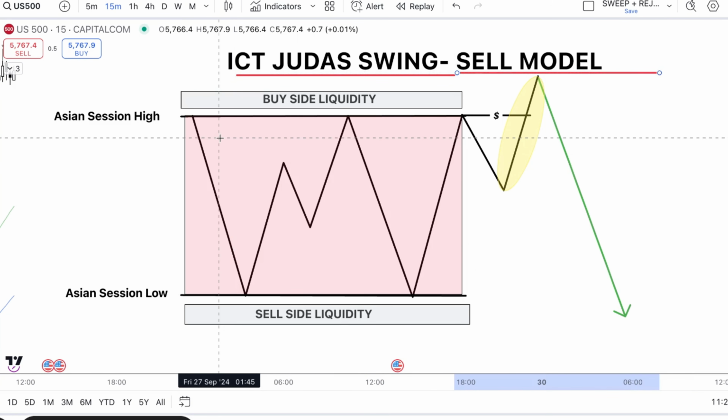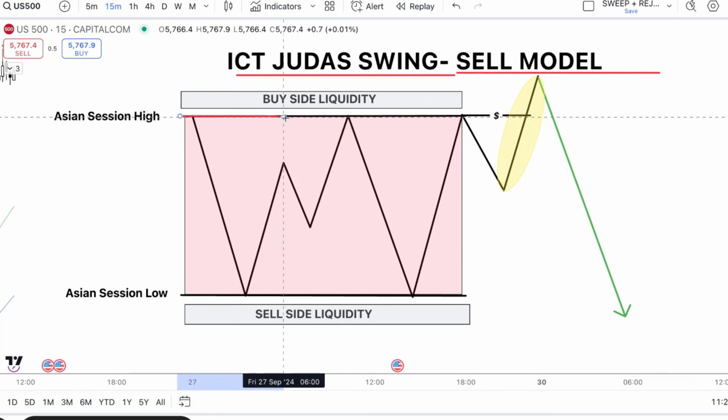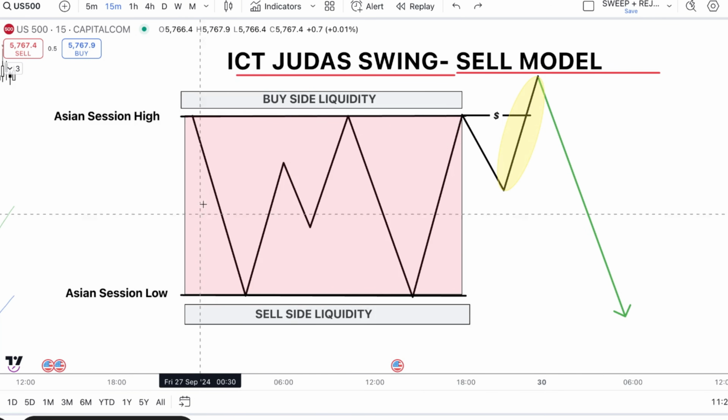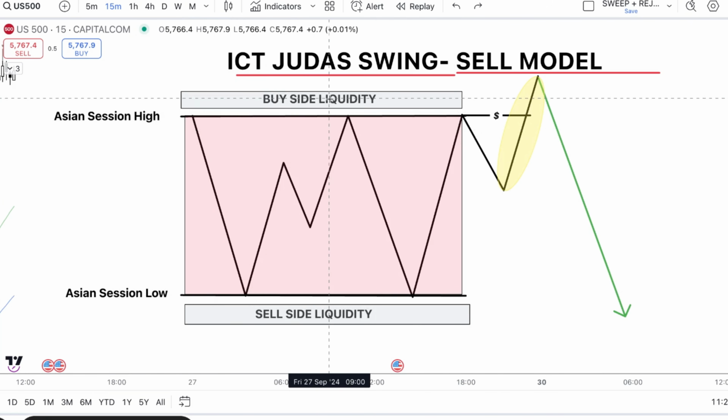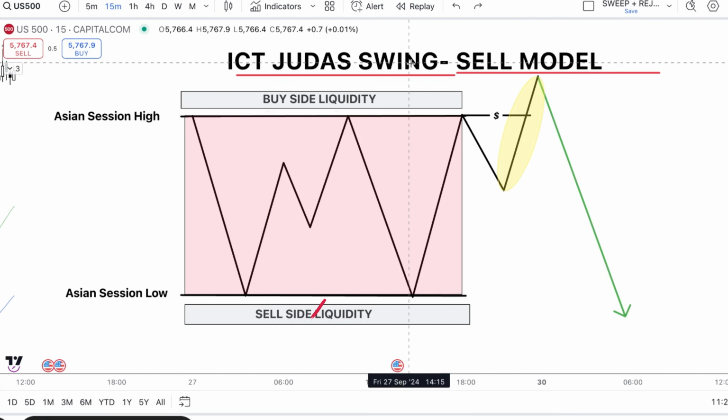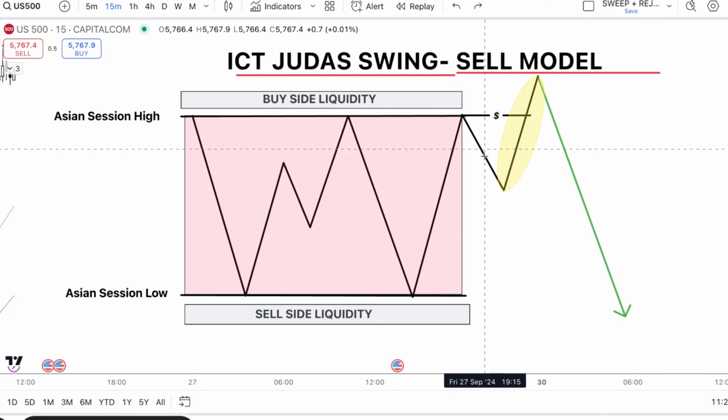Essentially, overnight we have an Asian session high and an Asian session low. The Asian session starts from 12 o'clock midnight up until 5 a.m. GMT. So price often consolidates during this range. Above the Asian session high, we have buy side liquidity, and below the Asian session low, we have sell side liquidity.